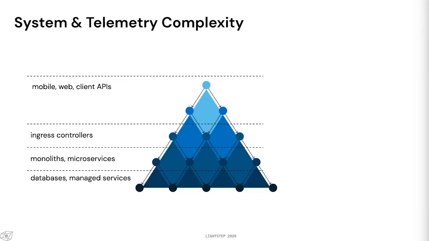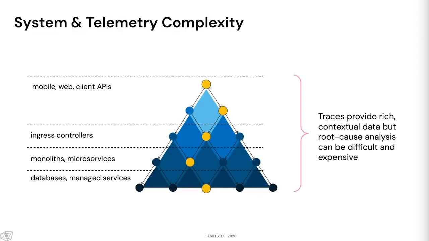So I think it's pretty clear that as systems get more complex, traces and other sources of telemetry data become more complex. Traces can provide an end-to-end view of the request path, and analyzing them in aggregate can be really powerful in a complex multi-layered architecture like this one, where there's requests flowing from some mobile or web client through some microservices or some type of backend. Having tracing data can provide a good end-to-end view of the entire request. It can have rich contextual data, but root cause analysis can still be a little difficult and expensive.